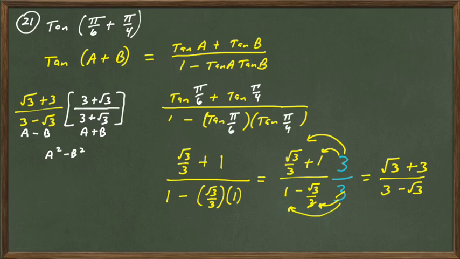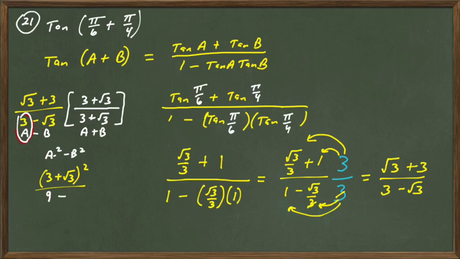On top, you get the quantity squared, which you can either just write as 3 plus radical 3 quantity squared. If you want to square it out, we can. But on bottom, you get A squared minus B squared. So if this is A, what's A squared?